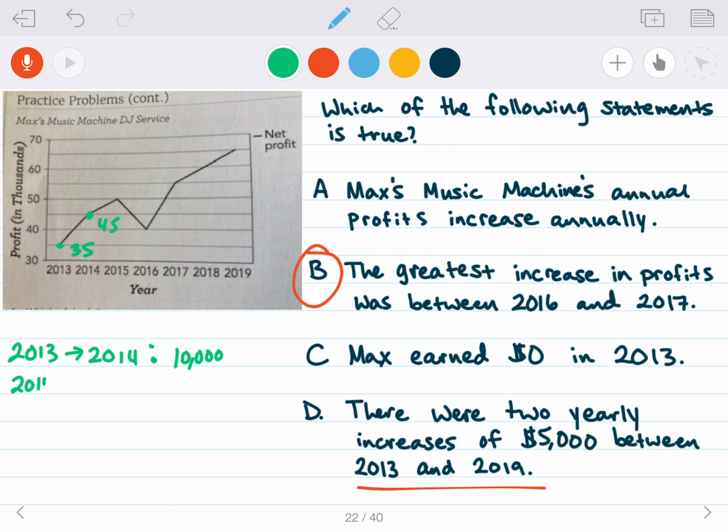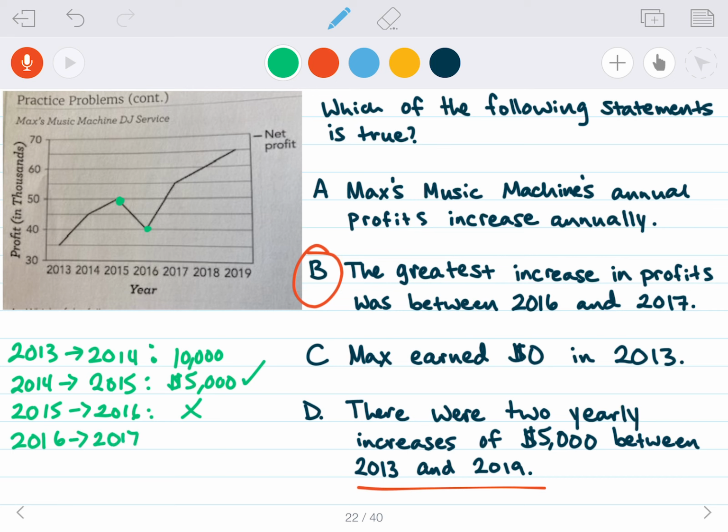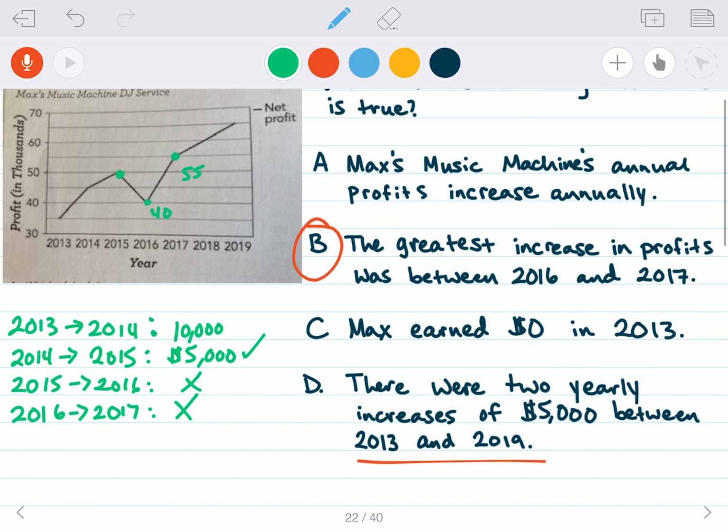Okay, what about from 2014 to 2015? Let's see what happens there. So I go from 45 to 50. So that is a $5,000 increase. 45,000 to 50,000. So that's gonna count. So that's one. What about 2015 to 2016? So that's a decrease. So that's not even a contender. What about 2016 to 2017? So 2016, we're at 40,000. 2017, we're at 55,000. So that is not going to be a $5,000 increase either.